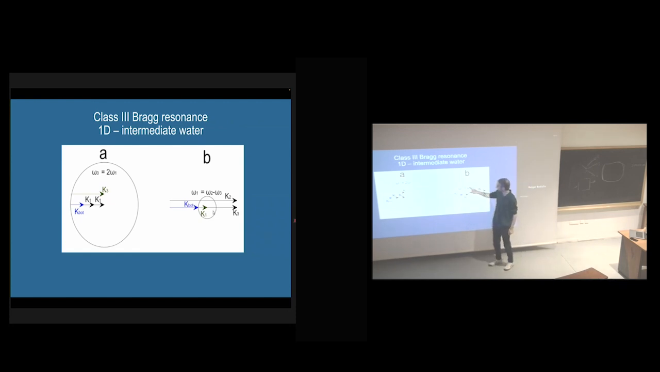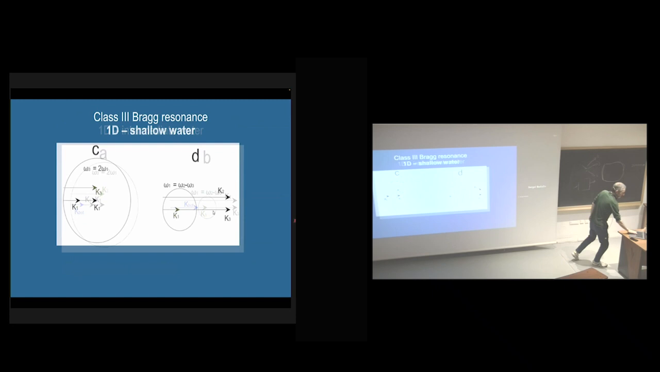Subharmonic is the same: omega 2 minus omega 3 gives you omega 1. You plot the dispersion relation, and then you need a bottom that helps you close this resonance. So I will push a bit forward. But what happens in shallow water?